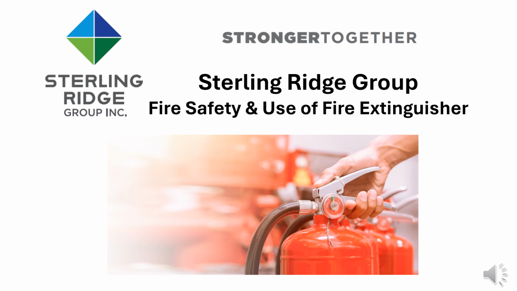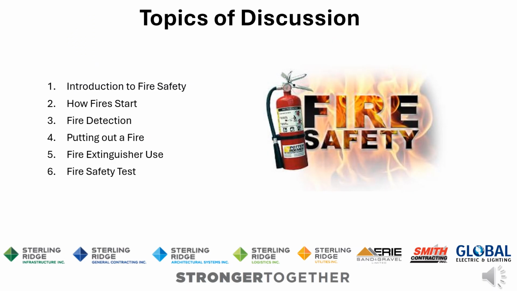Today, we are going to be reviewing basic fire safety and how to use a fire extinguisher to better prepare you to respond in the event of an emergency. In today's training, we will be reviewing 6 different topics related to fire safety. First, introduction to fire safety, how fires start, fire detection, putting out a fire, and how to use a fire extinguisher. Lastly, we will put what you've learned here today to the test.